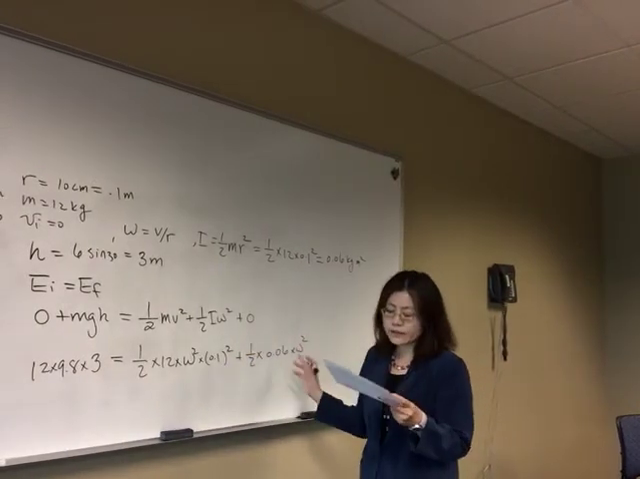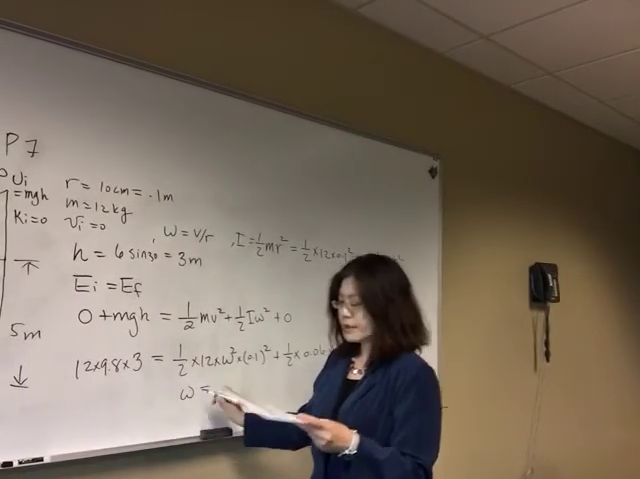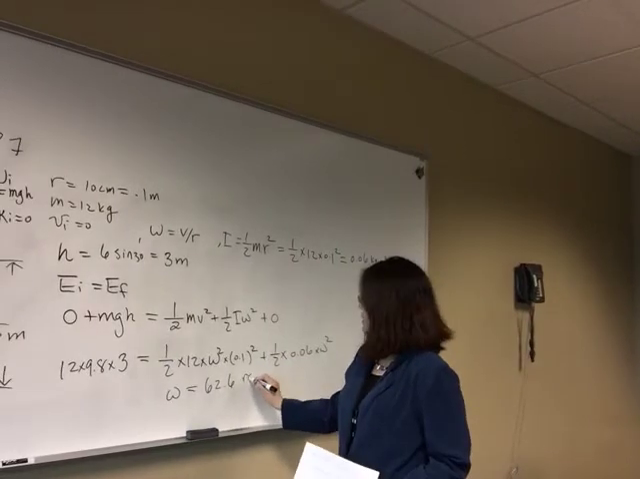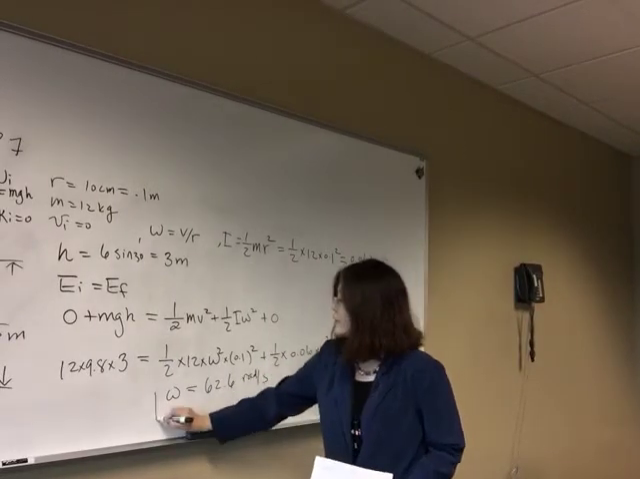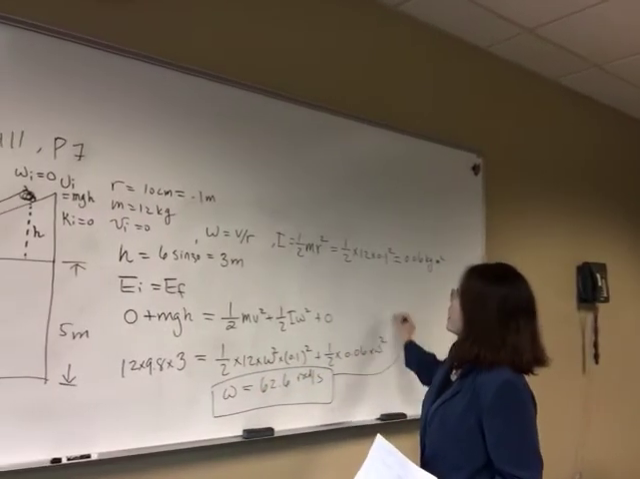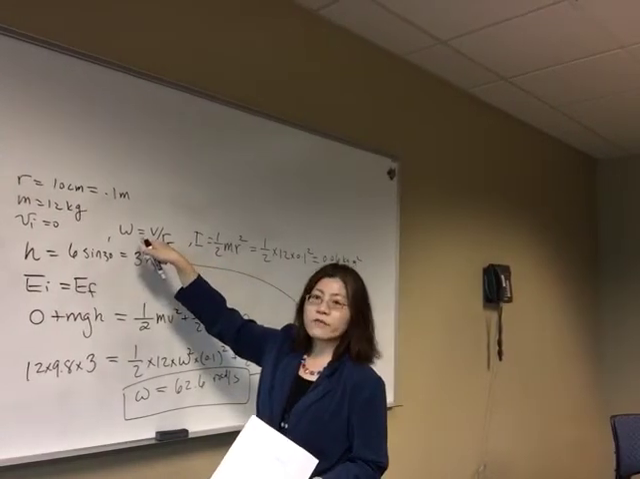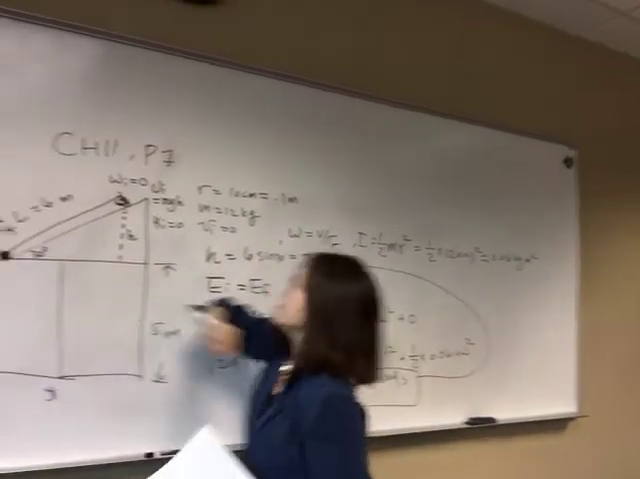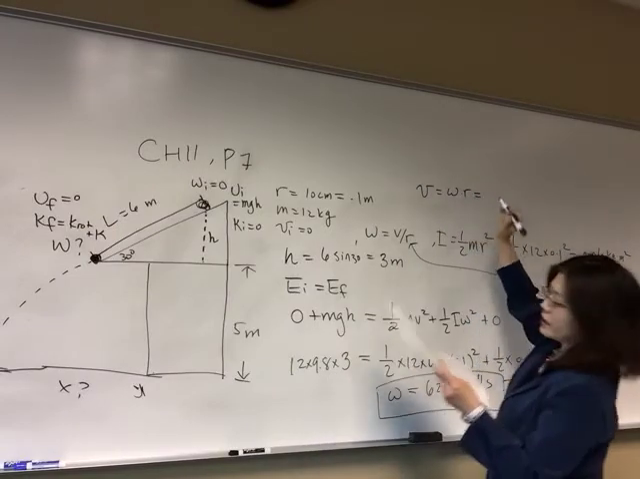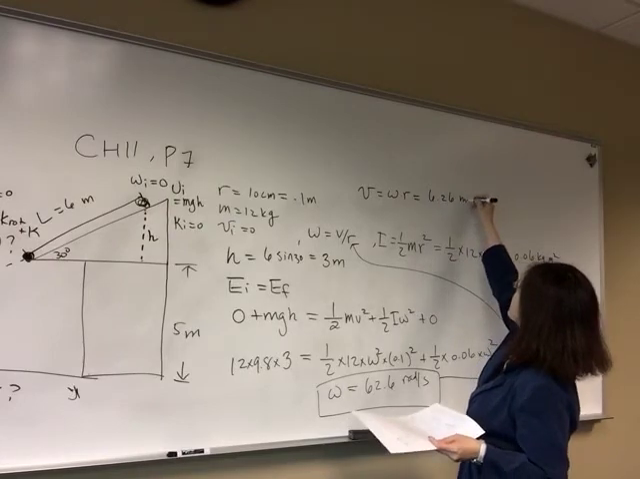So after you plug this in and solve for your omega, you'll find your omega is equal to 62.6 radians per second. Okay. So once you calculate your omega, you can plug this number into this equation to find the velocity at that point. So your velocity now is just omega times r. So then you should have a velocity of 6.26 meters per second.